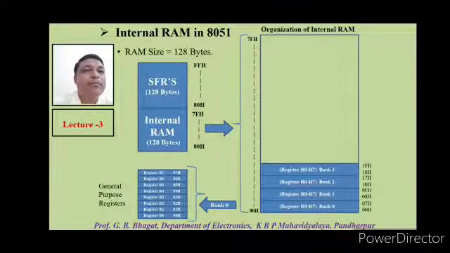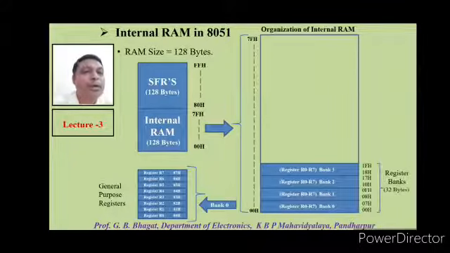The next there is the fourth bank, that is bank 3. This bank has addresses from 18H to 1FH. Again this bank also consists of 8 general purpose registers as in bank 0, 1 or 2, and the names of these registers are R0 to R7. For all the banks the names of the registers are the same, that is R0 to R7, but the address of each register for different banks is different.